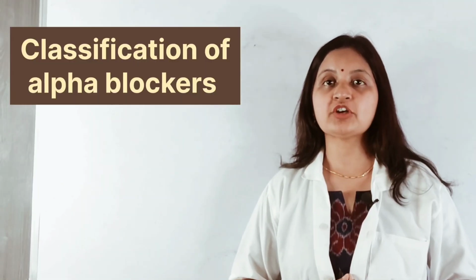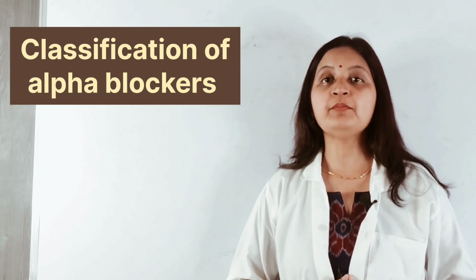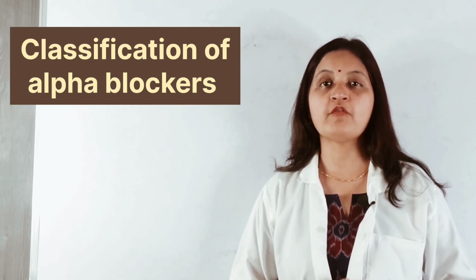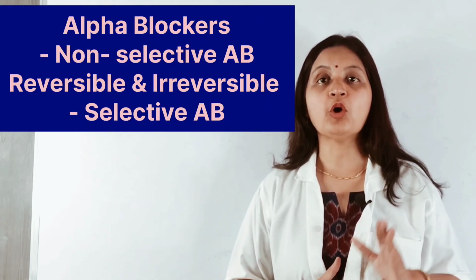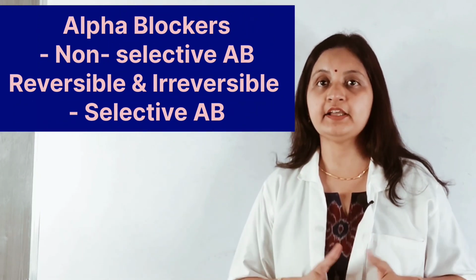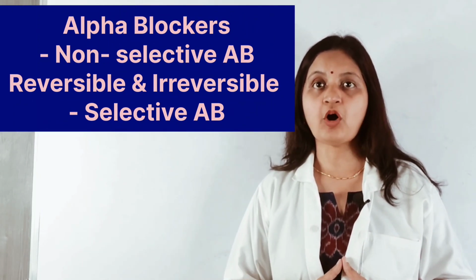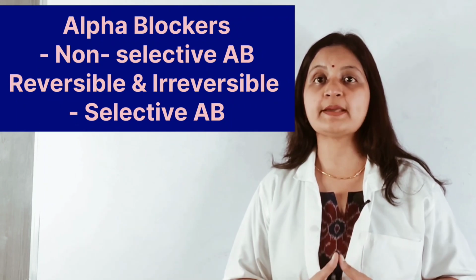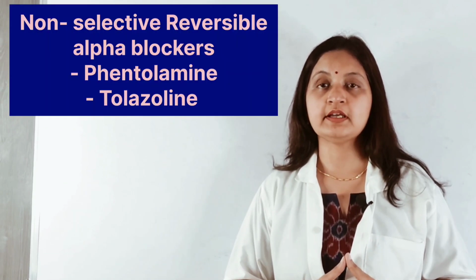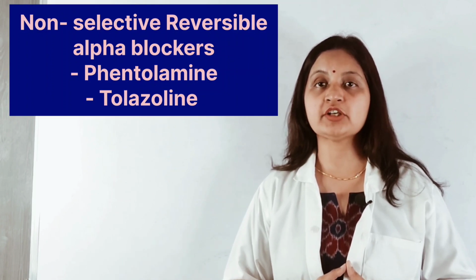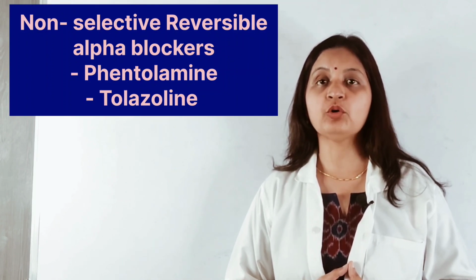Next is classification of alpha blockers. The alpha blockers can be classified on the basis of receptor selectivity and their mode of action. So alpha blockers are divided into non-selective alpha blockers and selective alpha blockers. Drugs that block both alpha-1 and alpha-2 receptors are non-selective alpha blockers. So they can be further subdivided into reversible and irreversible alpha blockers. Drugs that are reversible in nature are phentolamine and tolazoline.